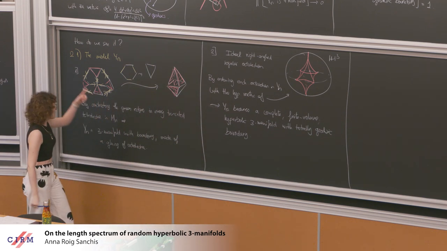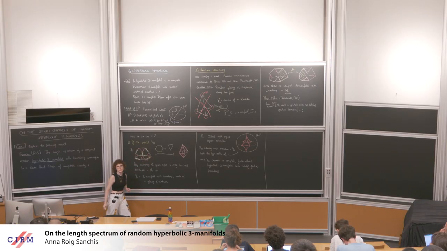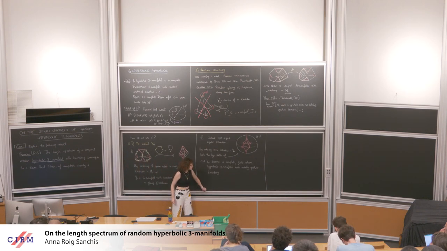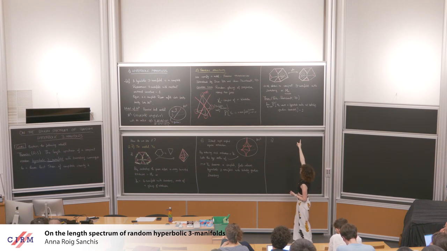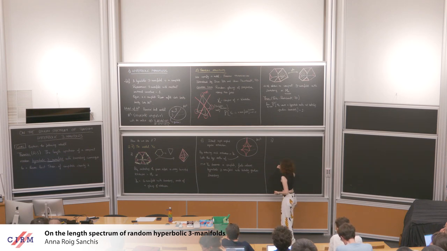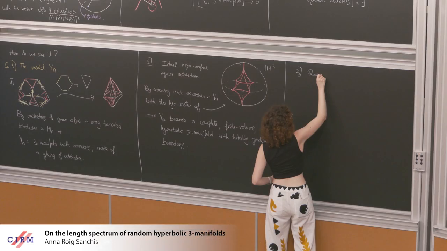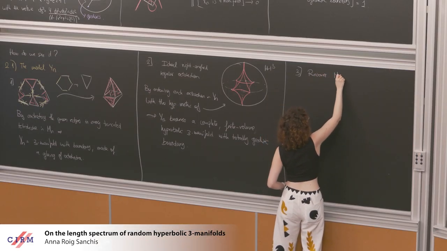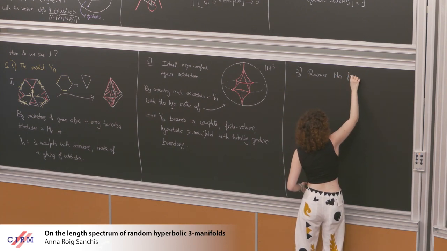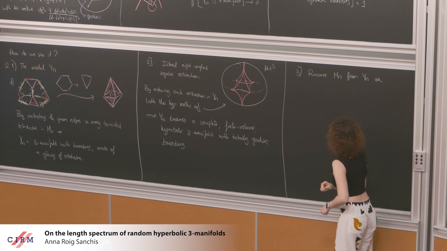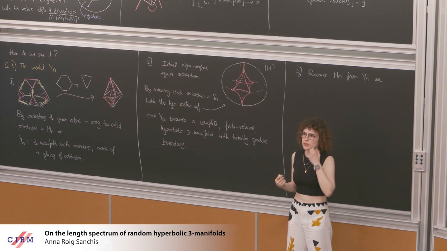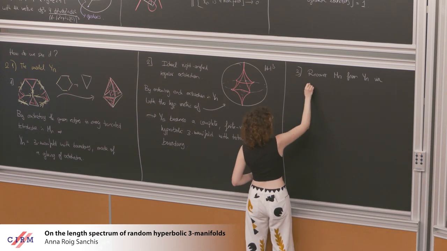All right. So by doing all this, we have obtained some new manifold that is hyperbolic by construction. And now what we can try to do as a third step is to recover the manifold Mn, which is the one we were actually interested in. We can try to recover this Mn from the Yn via a technique which is very common in three dimensions, which is called Dehn filling.